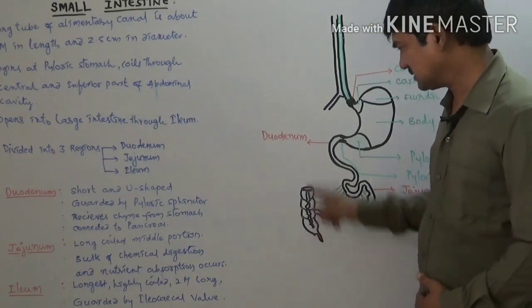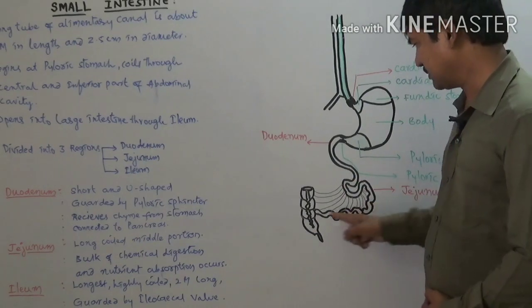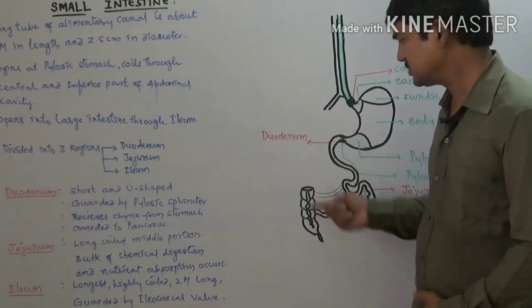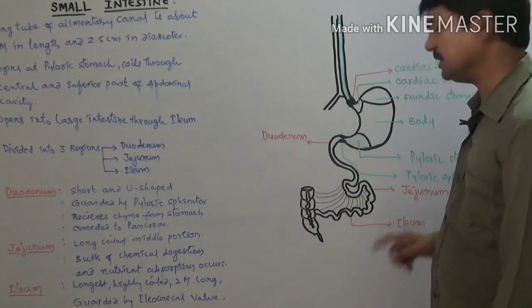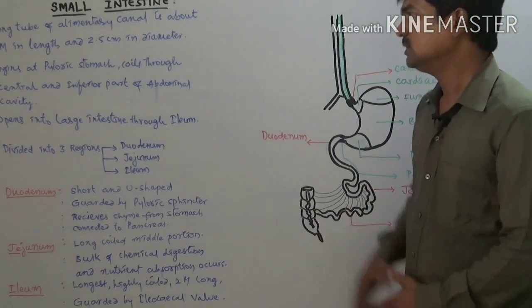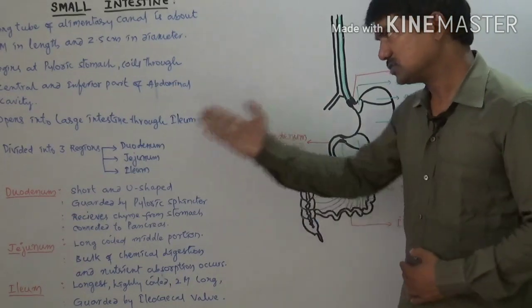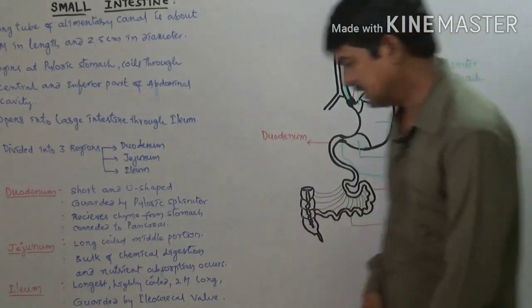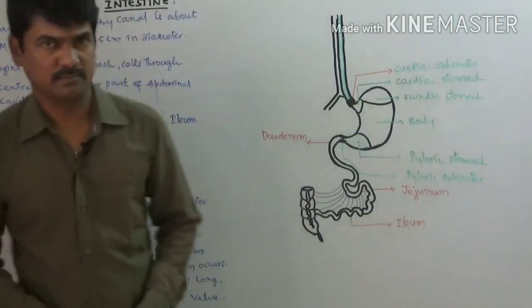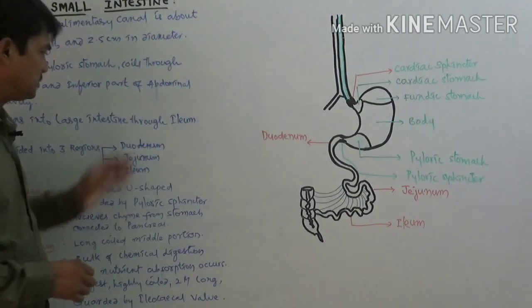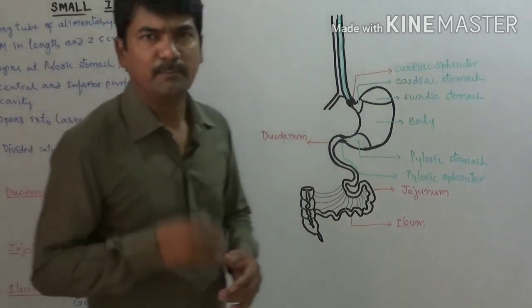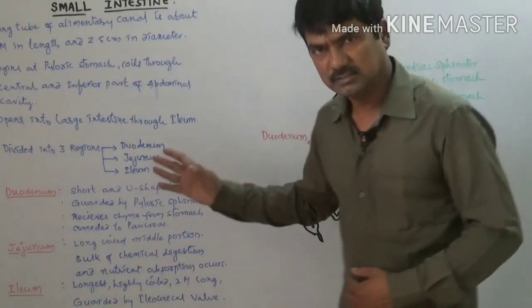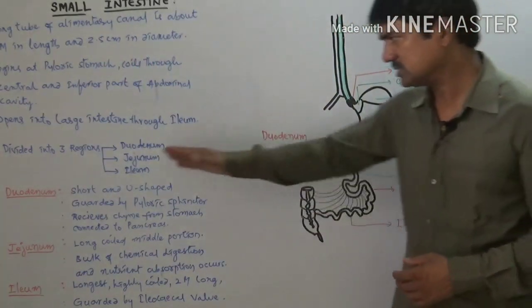So this is called the large intestine, and the last part of the small intestine opens into the large intestine through a specific part that is called the ileum. So through the ileum it opens into the large intestine. Here the small intestine is divided into 3 parts. The anterior part is called the duodenum, the middle part is called the jejunum, and the third part, that is the posterior part, is called the ileum.